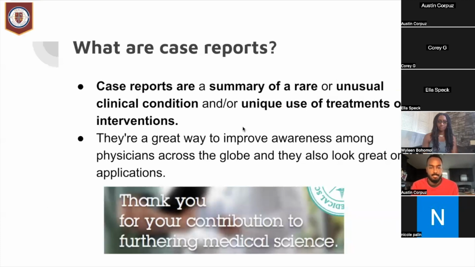So what are case reports? Case reports are a summary of a rare or unusual clinical condition and/or use of treatments or interventions. Let me repeat this for the people in the back. Case reports are a summary of a rare or unusual clinical condition and/or unique use of treatments or interventions. They are a great way to improve awareness among physicians across the globe, and they look great on applications. For us medical students, cases are really easy to write in a few hours' time over a weekend. They can also easily be turned into a poster or oral presentation.